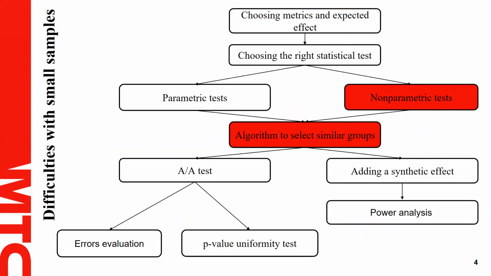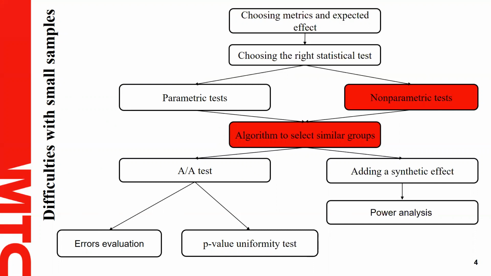Let's take a look at the full pipeline and highlight these issues on it. Well, first we choose the metric for evaluation, discuss the expected effect with the customer, then we select a test, either a parametric or non-parametric test. Then goes an important part of choosing an algorithm that we will use for similar group selection. We conduct an AA test, then evaluate the correctness or false positive rate and look at how our p-value is distributed, closer to the uniform distribution or not. If everything is correct, we add some synthetic effect to one of the groups and estimate the power.